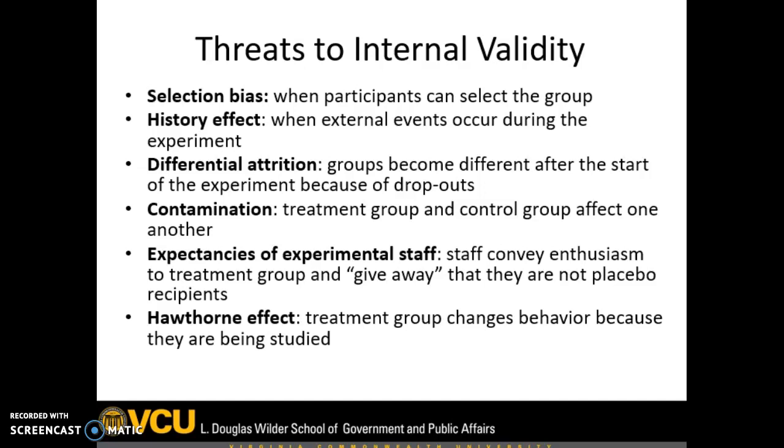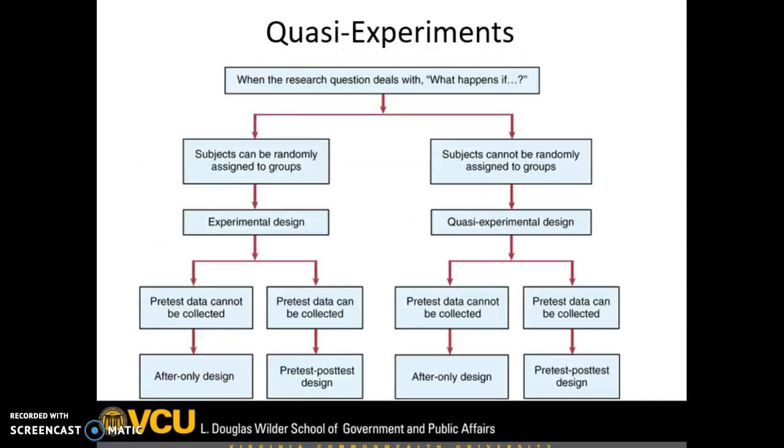And the final factor that could undermine internal validity is the Hawthorne effect. It happens when the treatment group changes their normal behavior because they're being studied. When experimental design is not feasible, quasi-experiments might be a good compromise. In quasi-experimental design, instead of a control group, you would select a comparison group. A comparison group is a group that is deemed to be comparable to the treatment group in key characteristics that are important for the outcome.